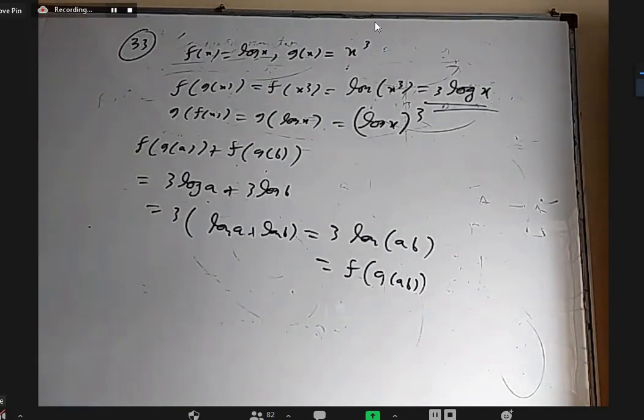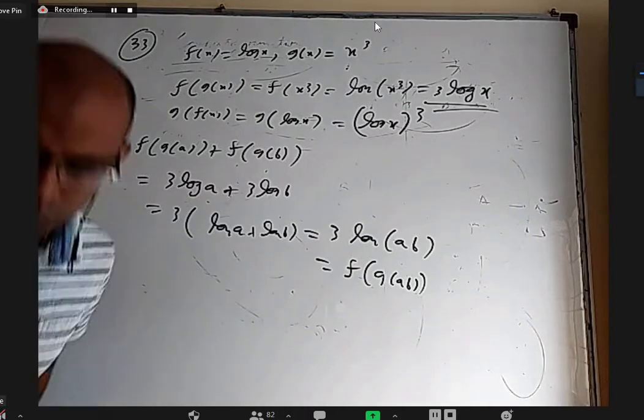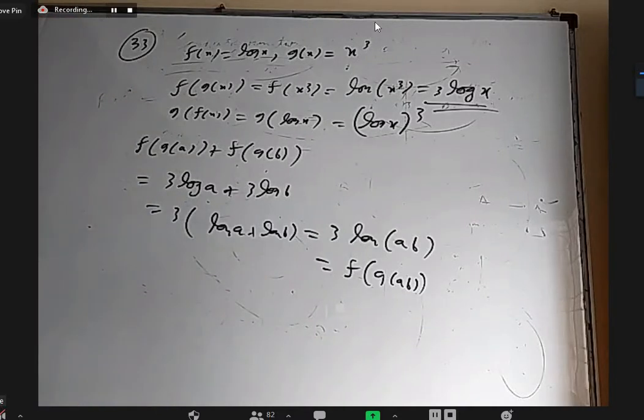Later on we'll discuss theorems. At that time we'll have better clarity on composite functions, but these questions are somewhat easier. So let us proceed with them. Anybody any doubt in this 33?